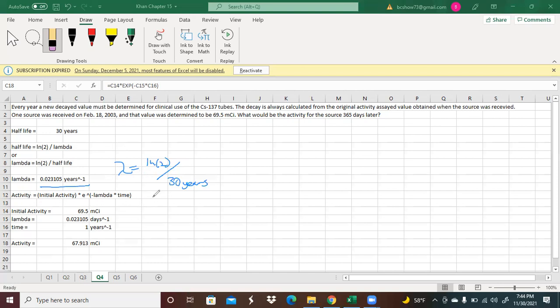Now, once we have that, we can determine what the activity will be. The activity in this case is based on the initial activity, which we had established here. We've got lambda, which was established there, and we have the time. So the activity is going to be equal to the initial activity times e to the minus lambda t, which in this case is going to be 69.5 millicuries times e to the minus, and the lambda, 0.023105.